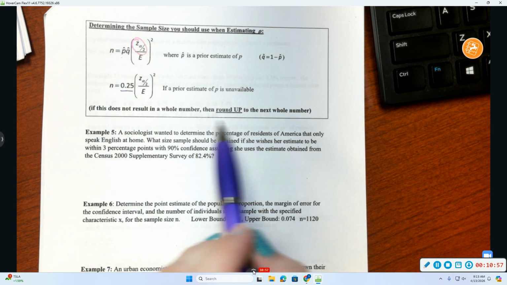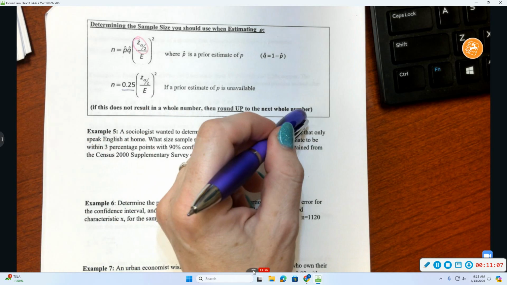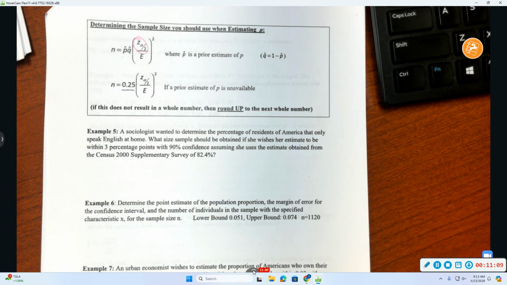Notice down here, because we're talking about sample sizes, we're usually talking about people. We don't do partial people. So you are going to round up to the next whole number, regardless of whether it's 0.1 or whatever. Round up to the next one.